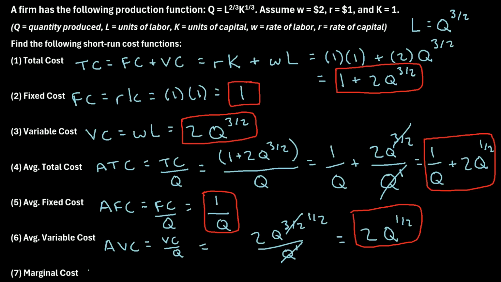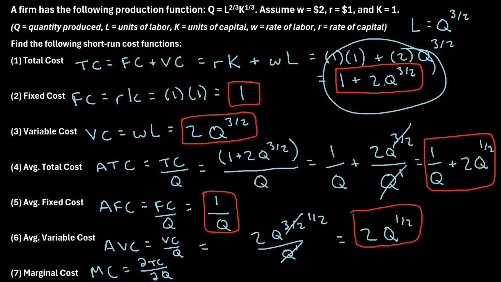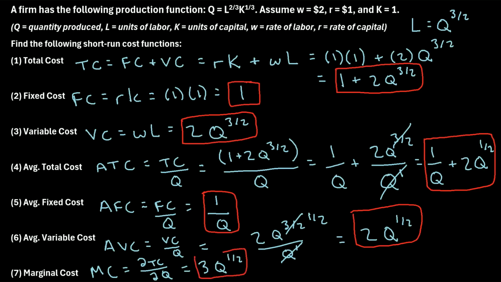And lastly, we can find our marginal cost function. Let's write MC. That's going to be the derivative of the total cost function with respect to Q. If we consider our total cost function that we found up here, the derivative of this 1 would become nothing, and for the derivative of this term, we take the exponent and multiply it by the coefficient. So 3 halves times 2 is equal to 3, and then we reduce the exponent by 1, so this becomes 1/2. So we have 3Q to the 1/2. That is our marginal cost function. And that is how you can find the 7 short-run cost functions when you are given a Cobb-Douglas production function.